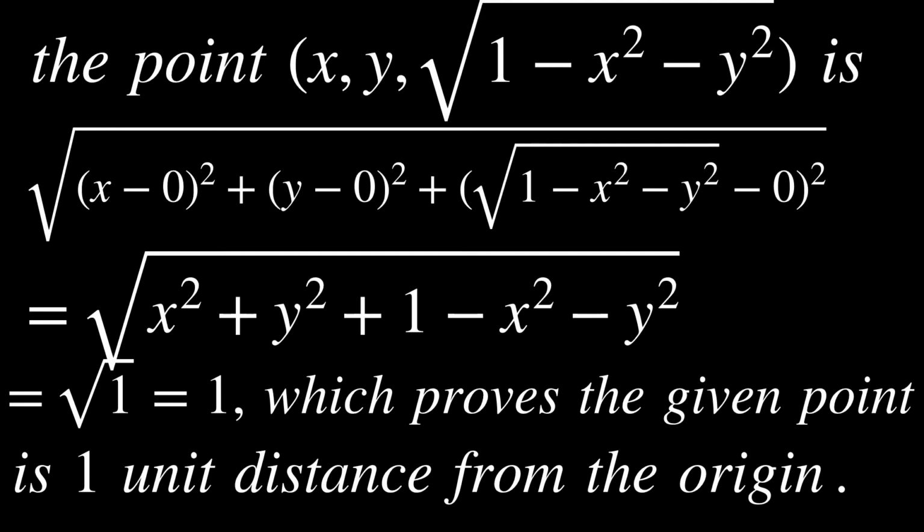Now apply the distance rule. We can write square root of (x minus 0) the whole square plus (y minus 0) the whole square plus (square root of 1 minus x square minus y square minus 0) the whole square, which on simplification we can write square root of x square plus y square plus 1 minus x square minus y square, which is equal to square root of 1, which is 1. So we get the distance as 1 unit.